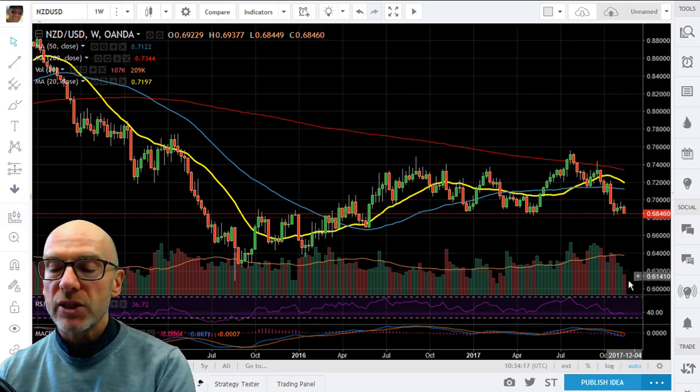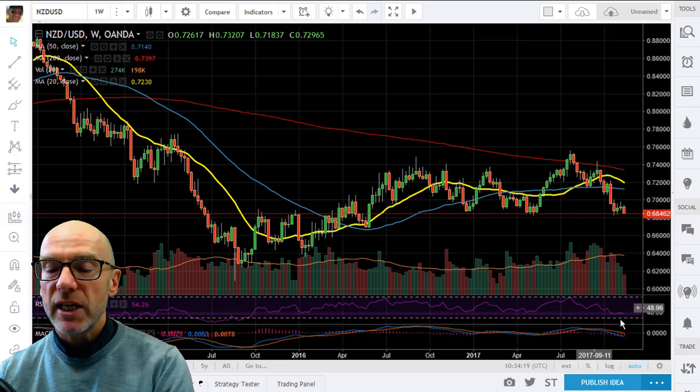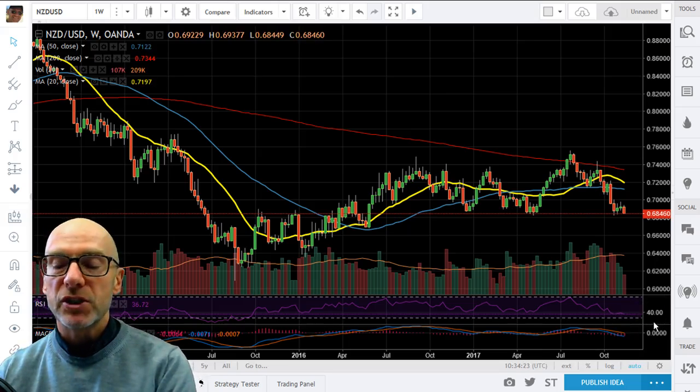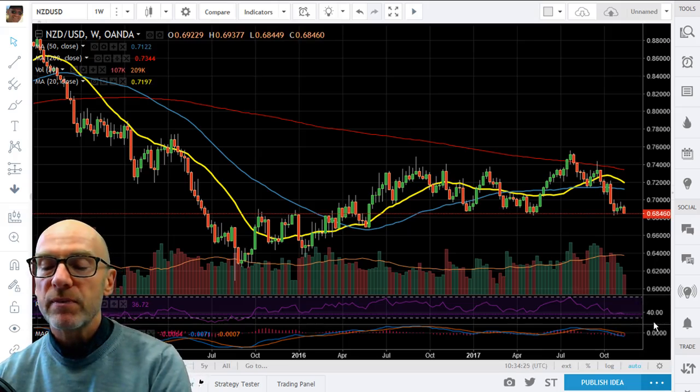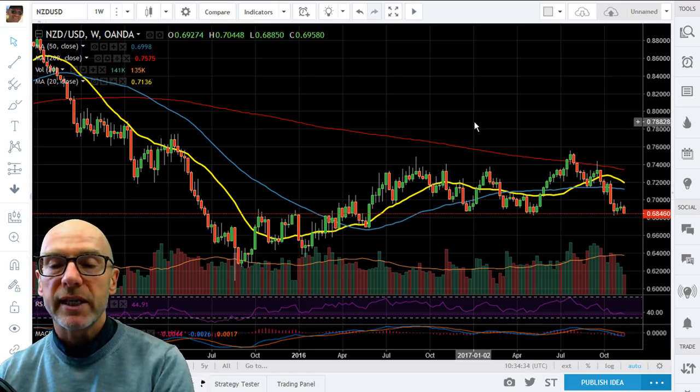Momentum on this weekly chart is negative. You can see the RSI in a solid downtrend and is presently at 36.73, and also the MACD short term below the longer term as they track below zero, again indicative of negative momentum.